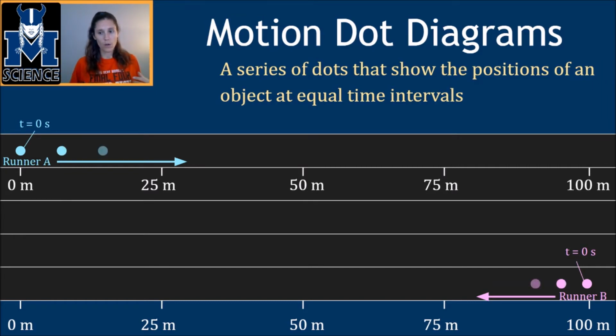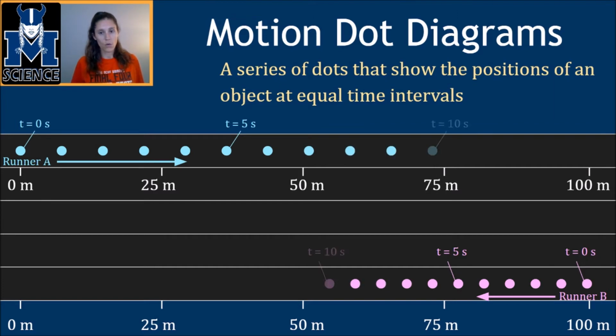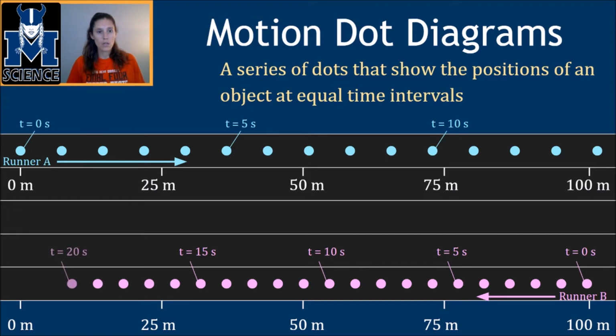Okay? So their motion would appear like this. Let's say runner A is wearing a red hat, runner B is wearing a pink hat. Okay, so this particular way to model motion is called a dot diagram. These dots are taken at equal time intervals, and as you can see, the blue dots are further apart, and therefore the runner was going faster. Runner B's dots are closer together, which means that in each time interval there was a smaller change in position. So the distance between the dots matters.